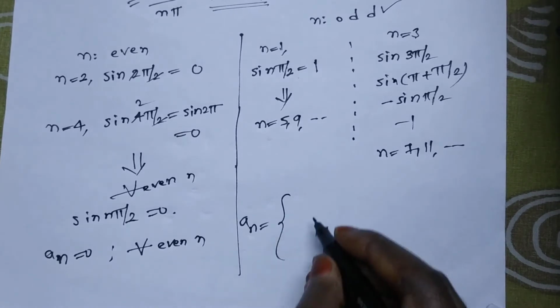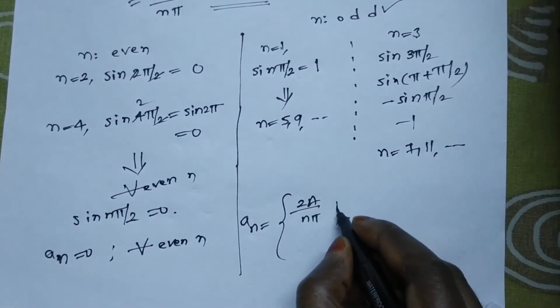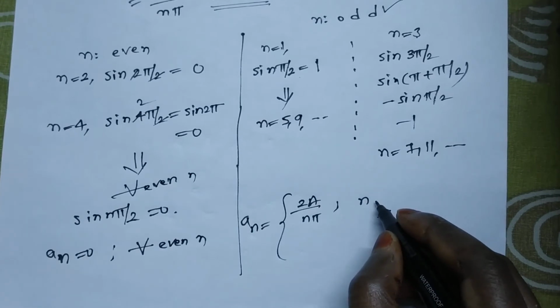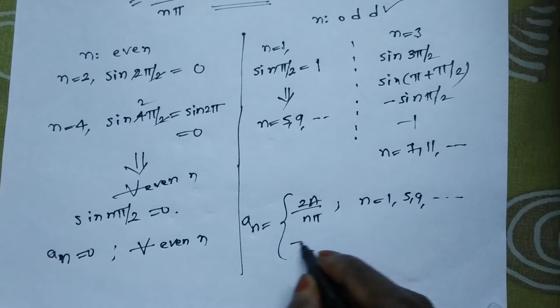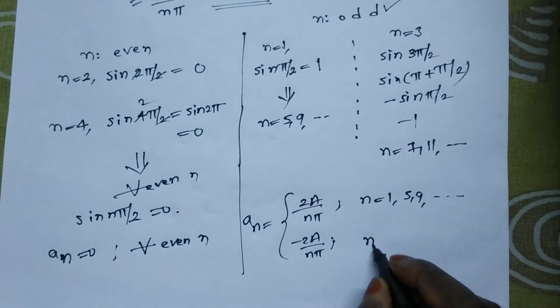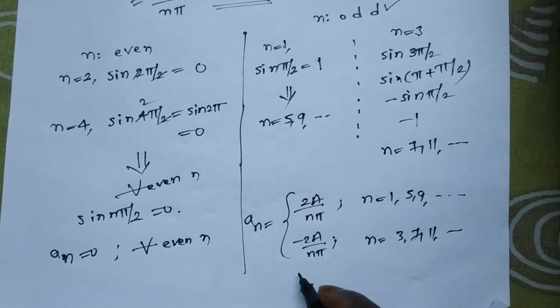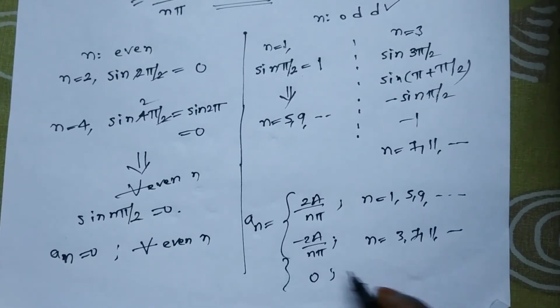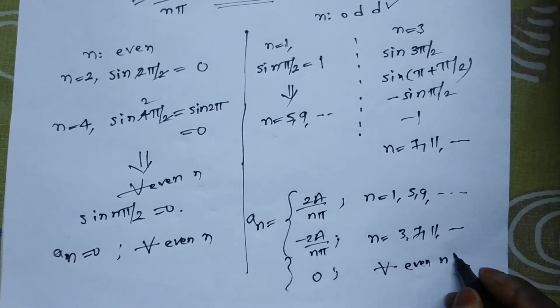My Fourier coefficient will be 2A by n pi for n is equal to 1, 5, 9 and so on. Minus 2A by n pi will be for n is equal to 3, 7, 11 and so on. And 0 for all even n values.